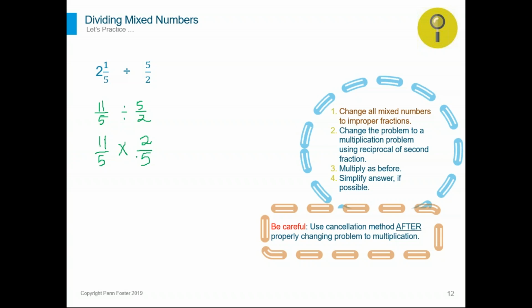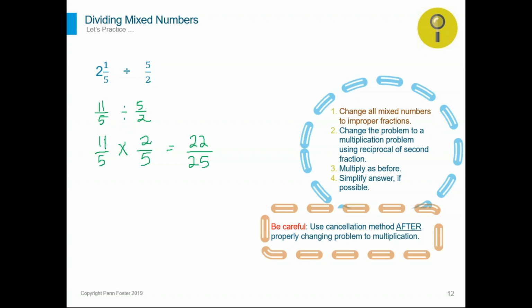So we try to eliminate any kind of common factors. I do not see anything common between 11 and 5, nothing. 2 and 5, nothing. 11 and 5, nothing. And 2 and 5, no common factors. Then we just have to multiply across. 11 times 2 is 22. 5 times 5 is 25. And that would be your final answer. This is the quotient of these two fractions.